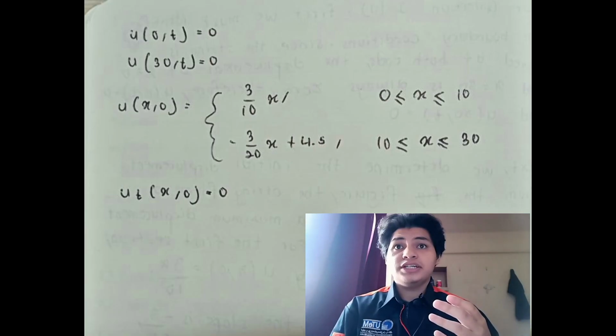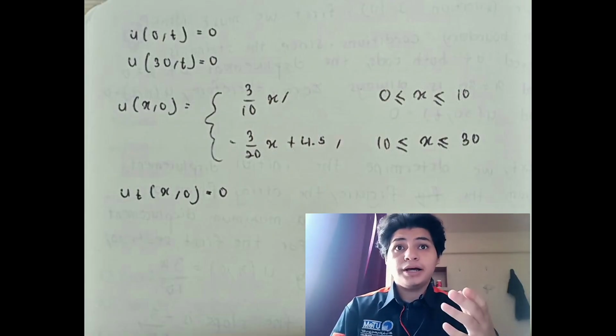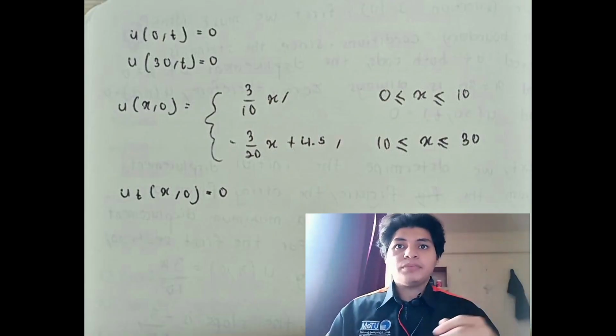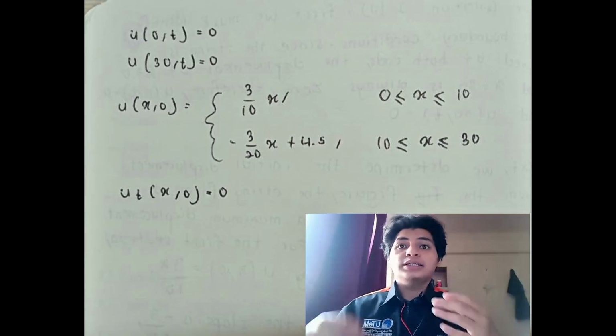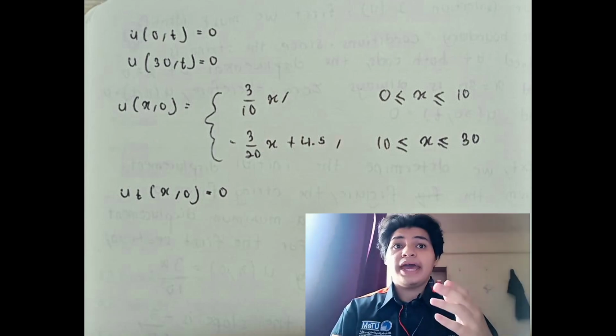Next, for the initial displacement, the point located 10 cm from the end is pulled up by 3 cm. This creates two straight line segments. For the first section, from 0 to 10 cm, the gradient is 3 over 10. So the equation is u(x,0) equals 3 over 10 x.